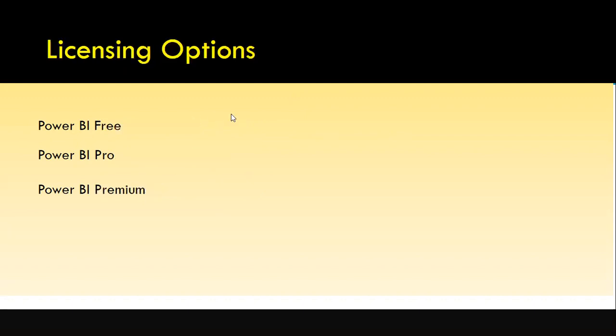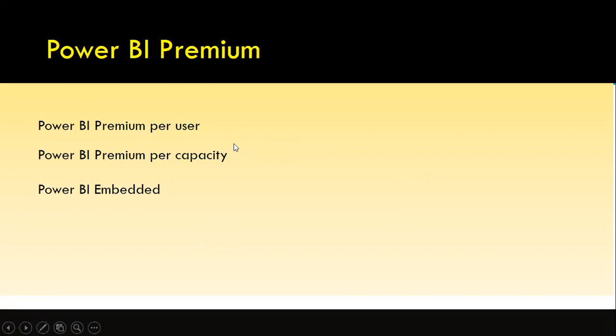Now the question is, what are the advantages of using Power BI Pro? The cost of Power BI Pro is much cheaper. It costs $9.99, or $10, per user per month. This is the cost for the Power BI Pro. And Power BI Premium has two different flavors: one is per user and the other is per capacity.